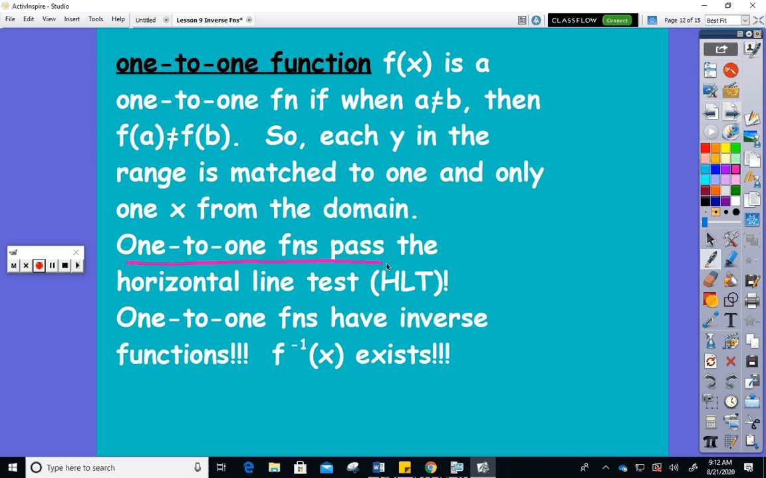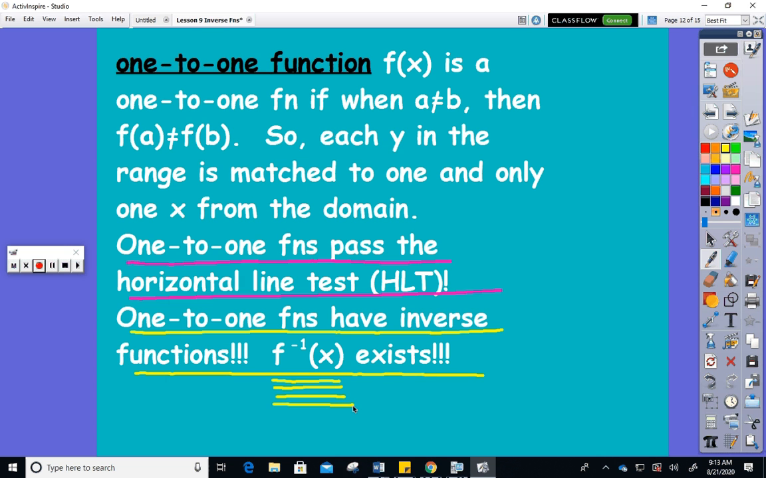So if you want to know if a function's one-to-one, then you can simply say the function passes the horizontal line test. And we know if a function passes the horizontal line test, its inverse passes the vertical line test. So the significance is that a function that passes the horizontal line test has an inverse that is a function. So the inverse always exists, but when I say f inverse of x exists, I'm saying the inverse exists and is a function.